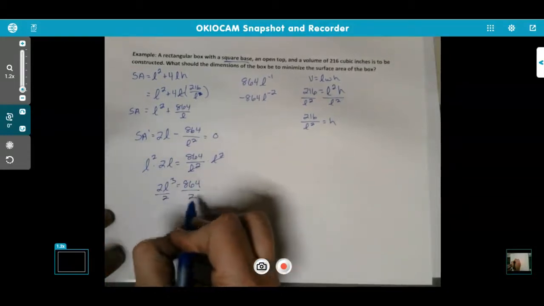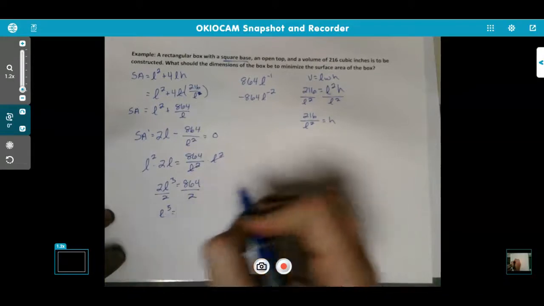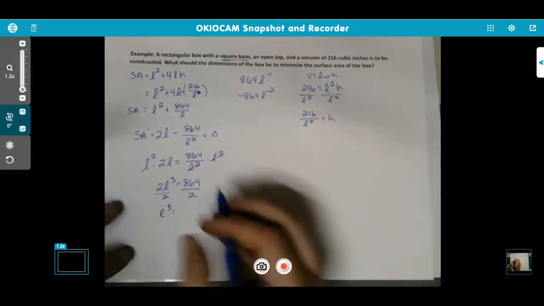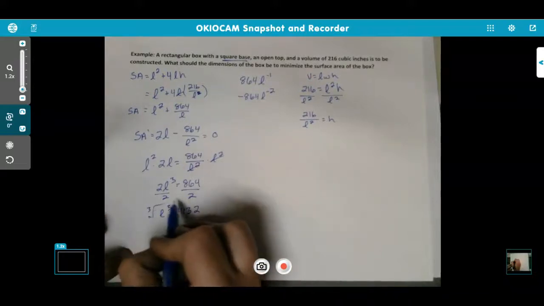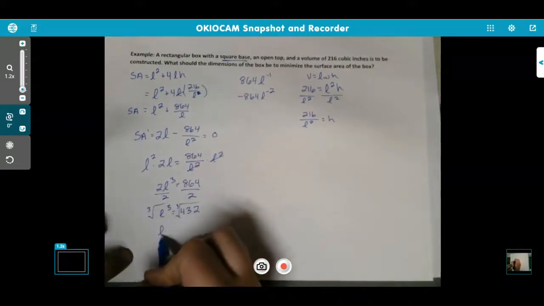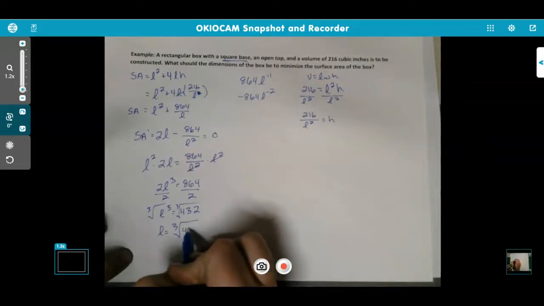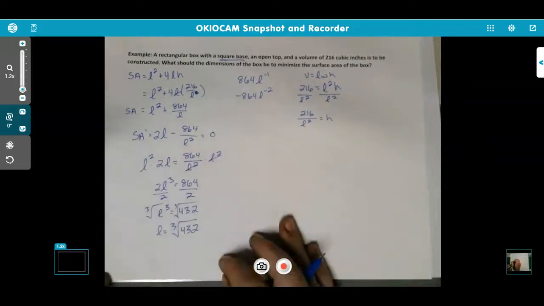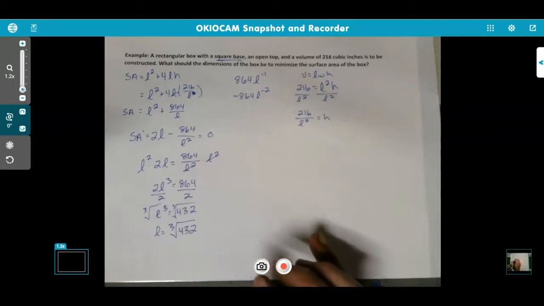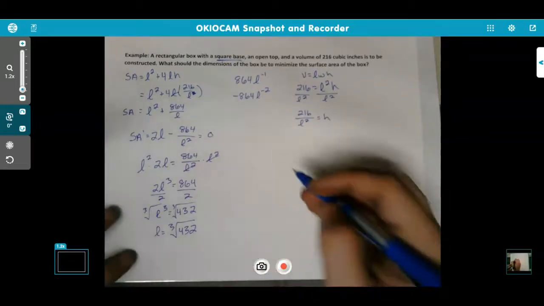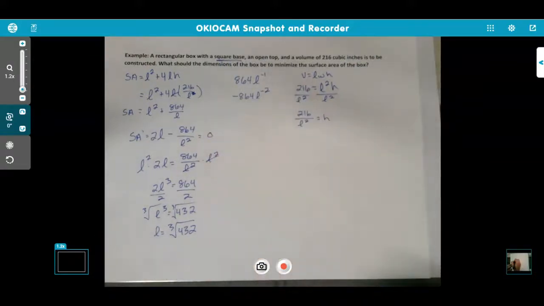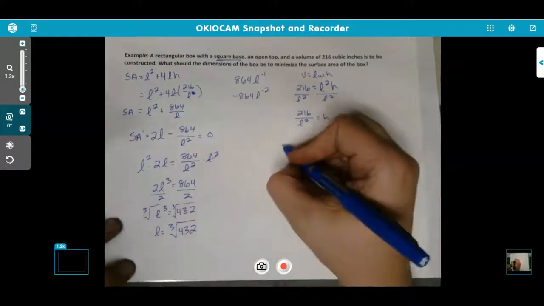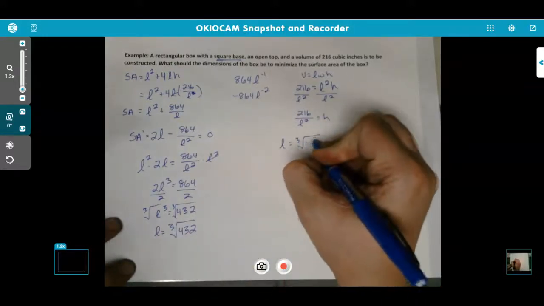Divide that by 2, and we get L to the third equals, whenever I do 864 over 2, we get 432. So to get L, just take the cube root of it. So L is equal to the cube root of 432. So I know that's my length. And so now I know, because we know that it's a square base, we know that the width and the length are the same thing. And so since that's my length, I'm just going to rewrite it over here.